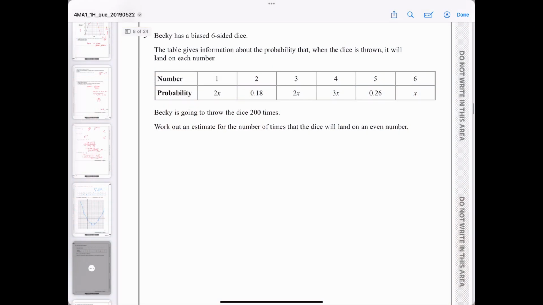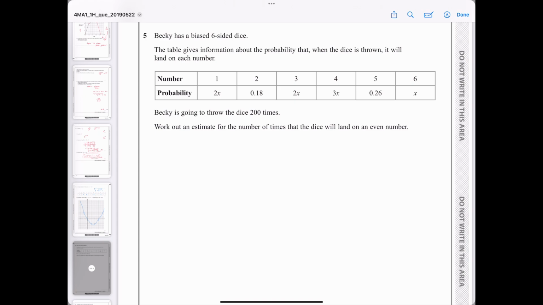Becky has a biased six-sided dice. The table gives information on the probability that when the dice is thrown, it will land on each number. Becky's going to throw the dice 200 times. Work out an estimate for the number of times the dice will land on an even number.